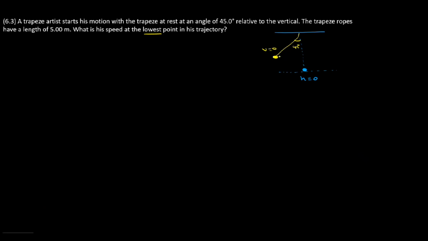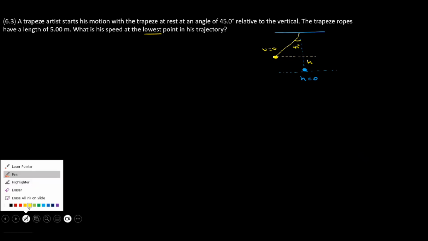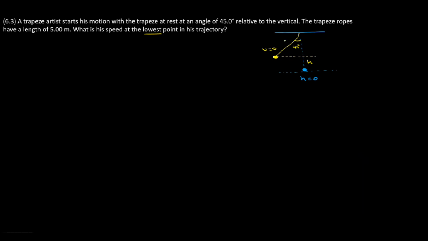And this point over here will be raised, let's say, at a height h from the reference point. We will take the length of the rope to be L. So L is the total length of the rope. And we need to calculate the speed of the artist at the lowest point. So what is the speed at this point over here?